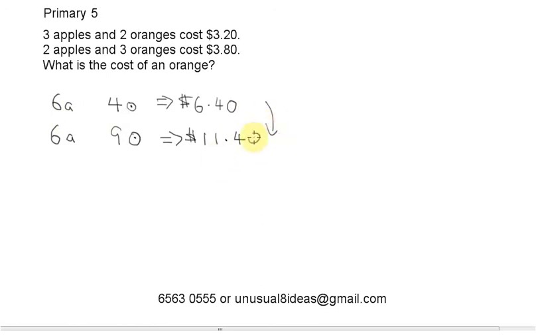Why do we pay so much more? In fact, how much more? $11.40 minus $6.40, it's actually $5. Why do we pay $5 more? The number of apples is exactly the same, we just have 5 more oranges. So my conclusion is 5 oranges cost me $5. Isn't that simple?